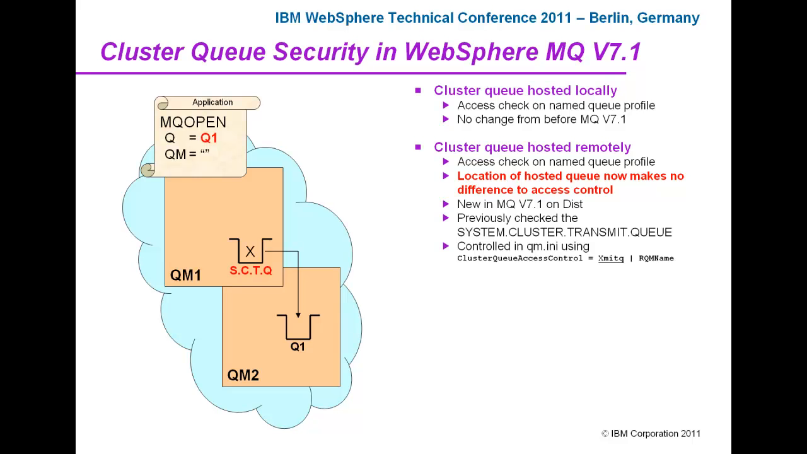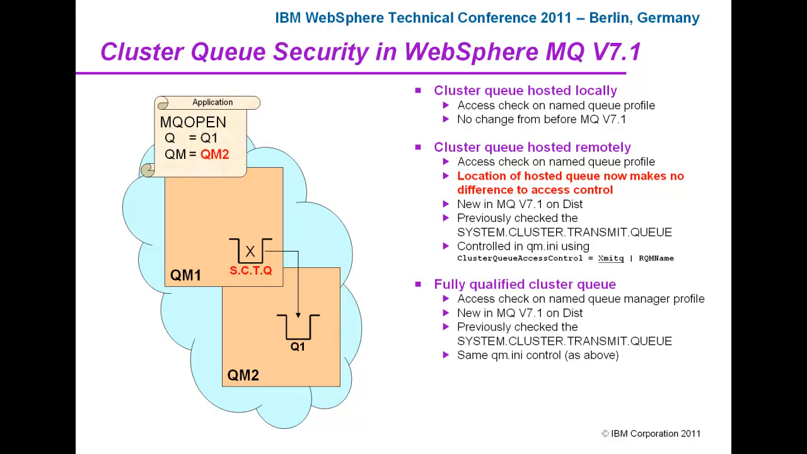This was problematic because if I had been granted access to the system cluster transmit queue so that I can use Q1, it also meant I can use Q2, Q3, the system admin command queue, etc. Until perhaps security was added at this end to stop me. So, this is a better model, doing it on the named queue profile. This is the model that is already there on z/OS.